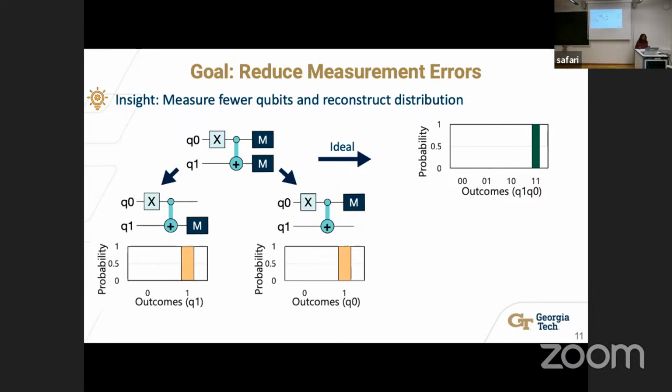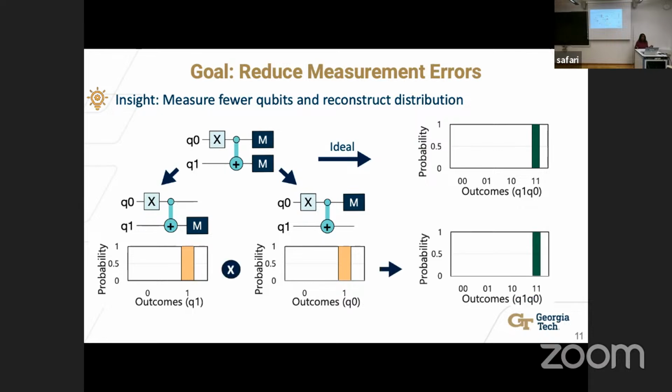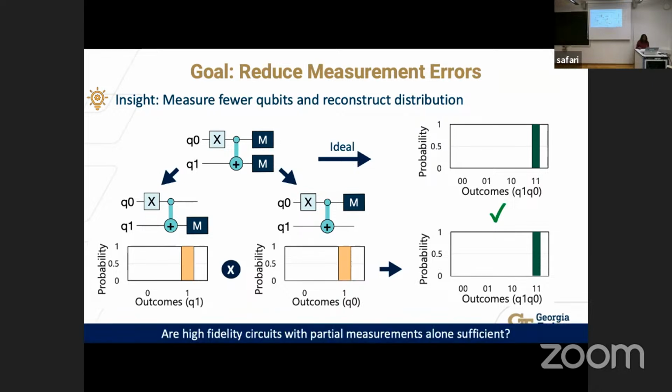Now, let's say you run them, you will get these partial or marginal probability distributions. We are good at tensor products, we do it. Well, we get the correct answer. This is very good. So circuits with partial measurements can help you attain higher fidelity information. But then the question is, are they alone sufficient?